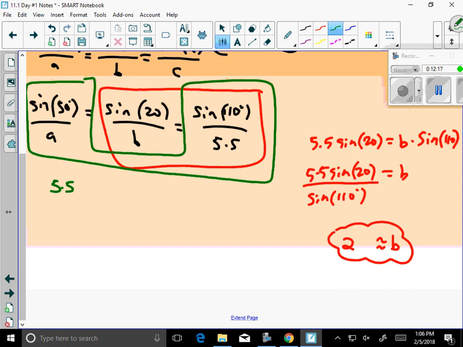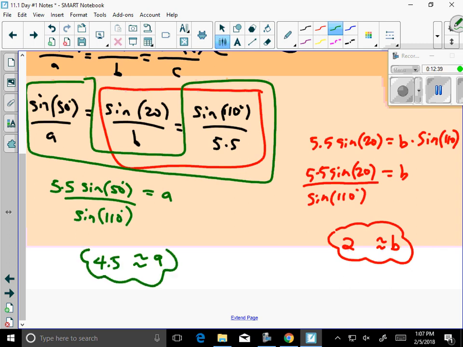What would I take here? What's my cross multiplication? 5.5 times sine of 50. And be a smart child and just make your life easier. How would I find A? I'd divide that by sine of 110. Okay. Someone with a calculator. 4.5. Thank you. Hey, we solved that triangle. We'd be done.